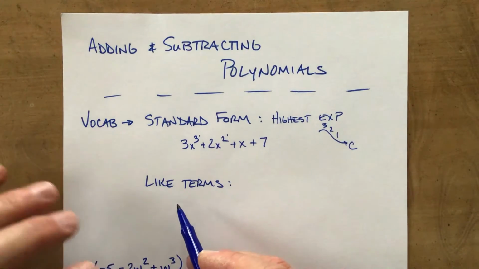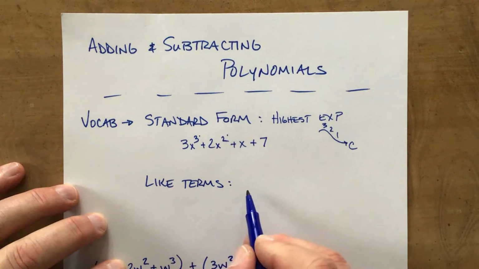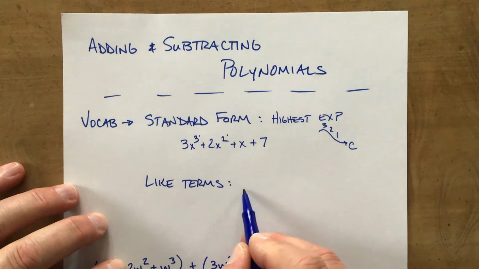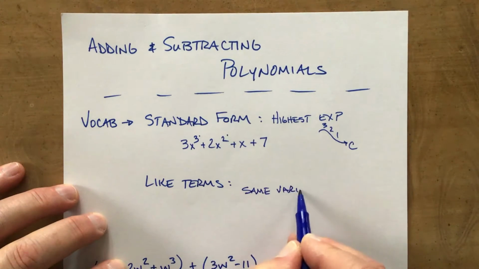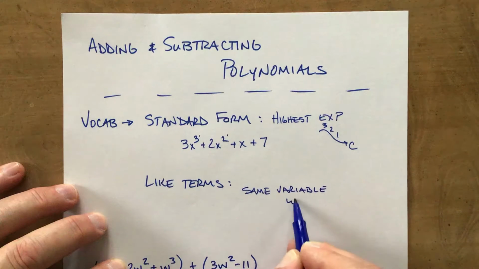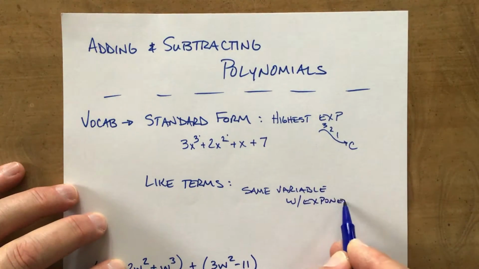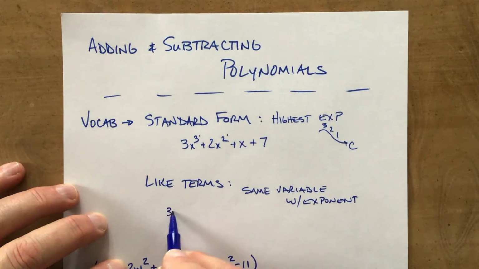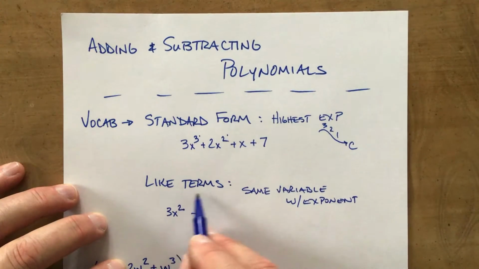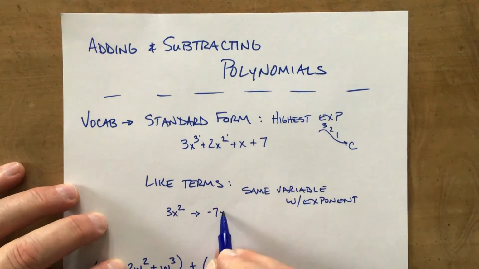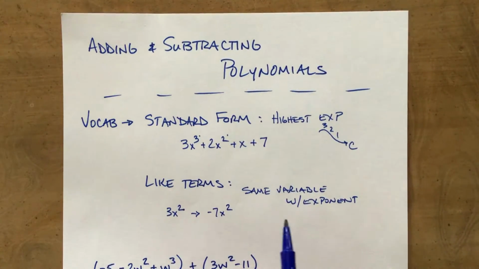Like terms is another big thing that we have to start realizing, because we're going to start gathering them up, or combining, as they like to say. I like to call it gathering. Like terms have the same variable with the same exponent. Real quick, some examples: 3x squared is a like term of something like negative 7x squared. We could combine those, add them or subtract them or whatever they want us to do.